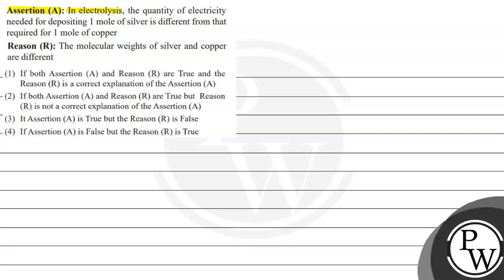Assertion A: In electrolysis, the quantity of electricity needed for depositing 1 mole of silver is different from that required for 1 mole of copper. Reason R: The molecular weights of silver and copper are different. And these are the following options given to us.